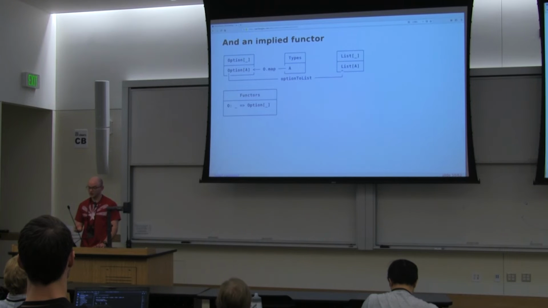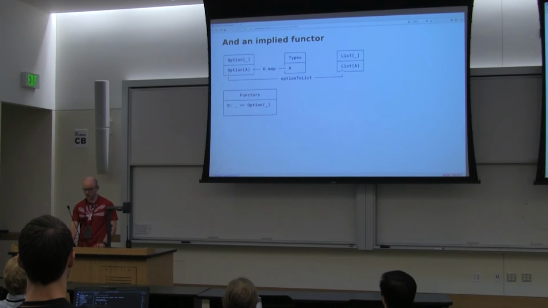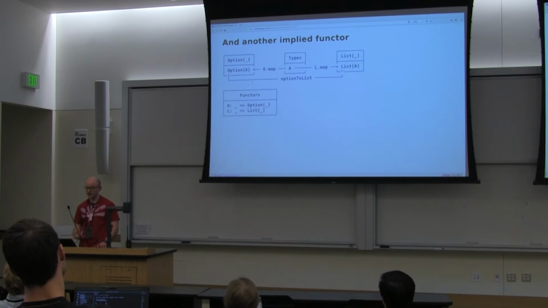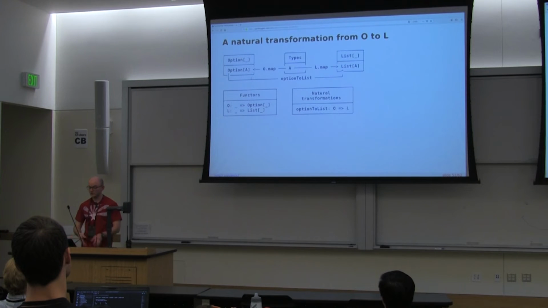So here I just called the functor O, and O is a functor between the types category and the option category. So O, in other words, maps an A to an option of A, just like we saw before. And then similarly, imagine an L functor that maps an A to a list of A. And so now we can see that our option to list is starting to mirror what we already saw. And so we would say that option to list is a natural transformation from the O functor to the L functor.